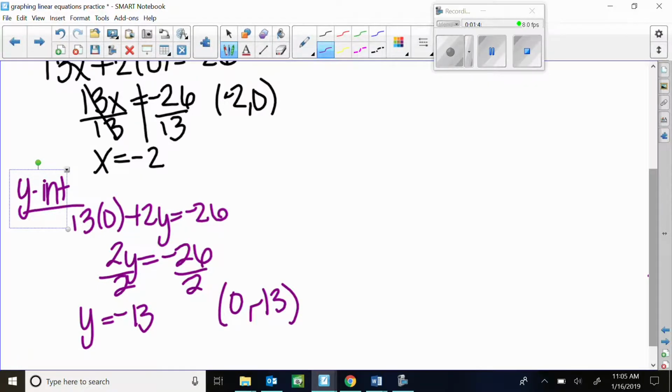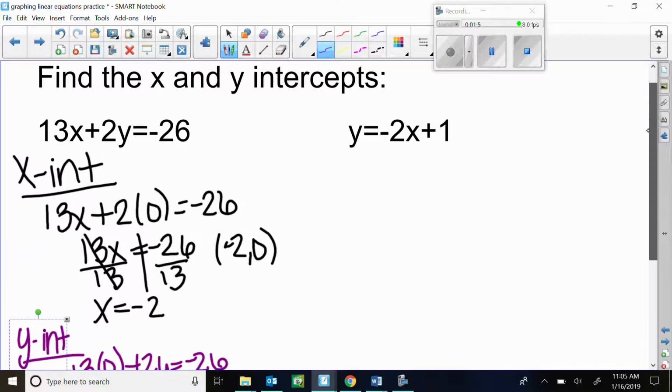So I want you to go ahead and pause this video and work out, find the x and y intercepts of y equals negative 2x plus 1. All right, now that you found those intercepts, we're going to go ahead and go over it so you can check your answer. First off, let's find the x-intercept.